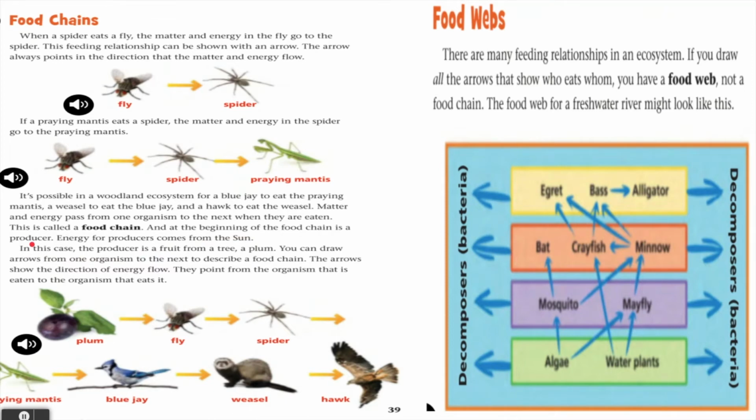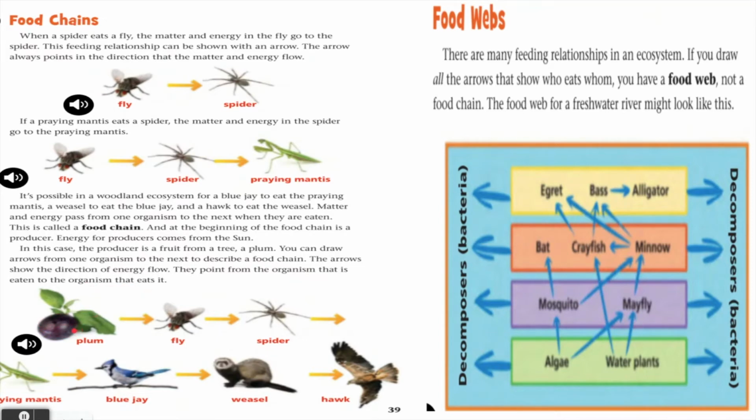Each food chain is started out with a producer. Energy for producers come from the sun. We will learn a bit more how producers get their energy from the sun on our next slide. On our food chain example here, the producer is a fruit from a tree, a plum. You can draw arrows from one organism to the next to describe a food chain. The arrows show the direction of energy flow. They point from the organism that is eaten to the organism that eats it.